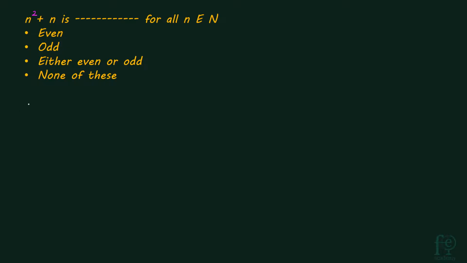So n square plus n. Here the options are even, odd, either even or odd, and none of these. So none of these option is there. So you have to go through both the steps. So P of 1 is equal to 1 square plus 1, which is 2, and it is even. So now you are assuming that P of k is also even.